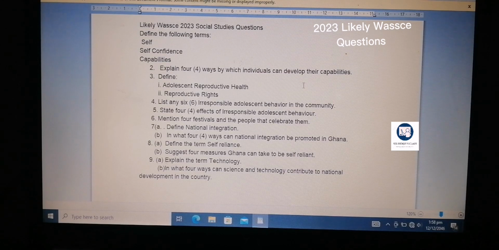Education and training will introduce the individual to new ways of doing things, identifying their potentials and utilizing them to ensure development of themselves, which will contribute to national development. That is education and training. The next one is having a vision or goal. So individuals must set targets for themselves and have an aim of achieving those targets.